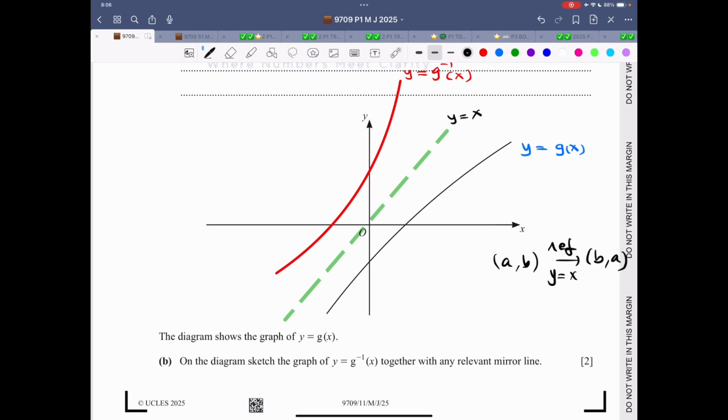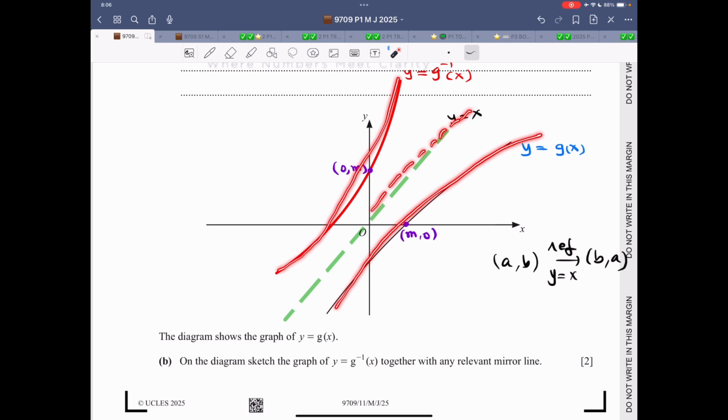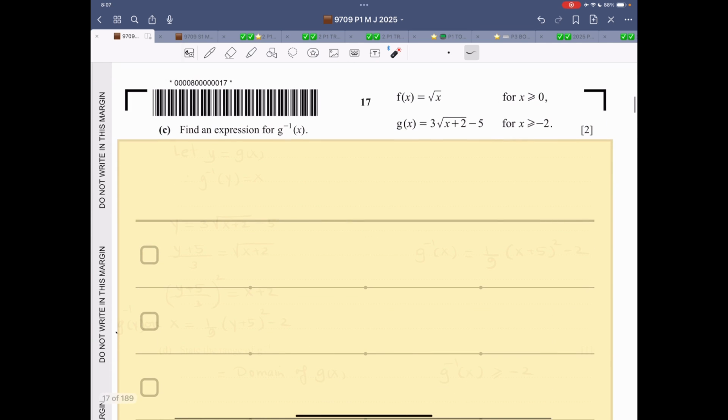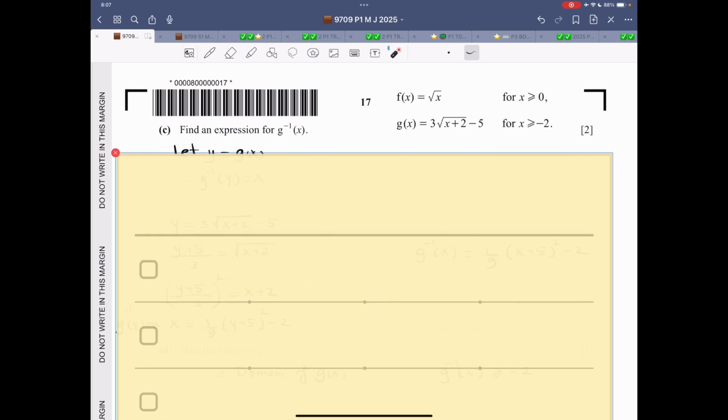But now over here, let's say if this point was m comma 0, so we would mark this thing as 0 comma m. And since this one is moving away like this, therefore this one is moving away. So if I fold it along this line, this is the concept of line symmetry, which you have done in O levels or IGCSE. That is the basic idea. Next one is also pretty basic. Find an expression for g inverse x.